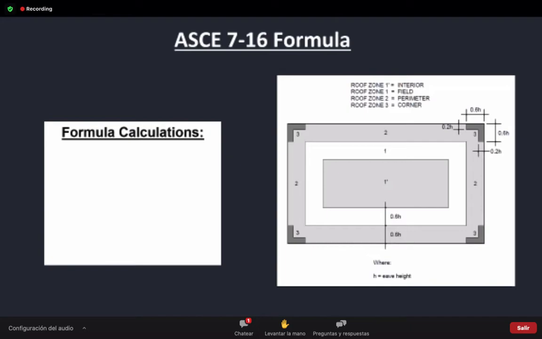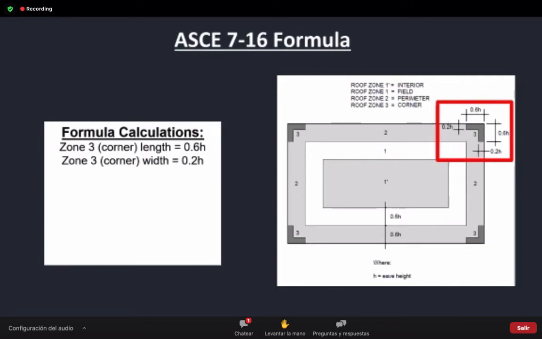If you saw this yesterday, you're probably already familiar with it, but we're going to be tackling it from the adhered perspective today. The formula calculation is 0.6 of the height for the length of the zone 3 or the corner, and 0.2 of the height is going to be the width of the corner or the zone 3. As you can see in the diagram in the upper right hand side, that's our 0.6 of the height, 0.2 of the height.